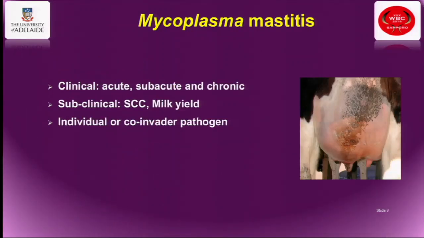It is common knowledge that Mycoplasma can cause clinical mastitis, when there are obvious clinical signs on the udder or the animal, and it can be acute, subacute, or chronic. It can also cause subclinical mastitis, when there is no clinical manifestation, but changes just in the milk composition, mainly somatic cell counts and milk yield. Mycoplasma, in many cases, tends to cause subclinical rather than clinical mastitis.